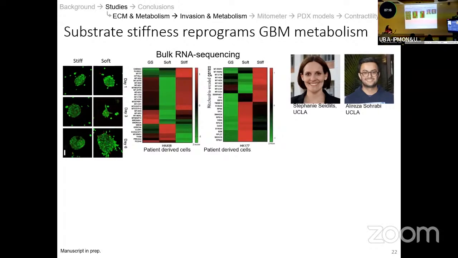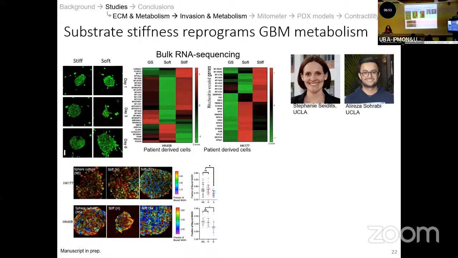So genetically, they were trying to find what happens to the metabolism under these two conditions. So they are looking for genes that are either upregulating or downregulating mitochondria-encoded genes. And what you see is that in the soft material, the mitochondria-encoded genes are downregulated, and in the stiff material, the mitochondria-encoded genes are upregulated. So we wanted to see if this happens in our conditions in FLIM.